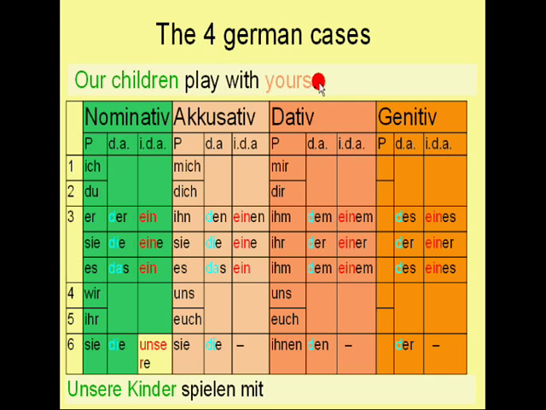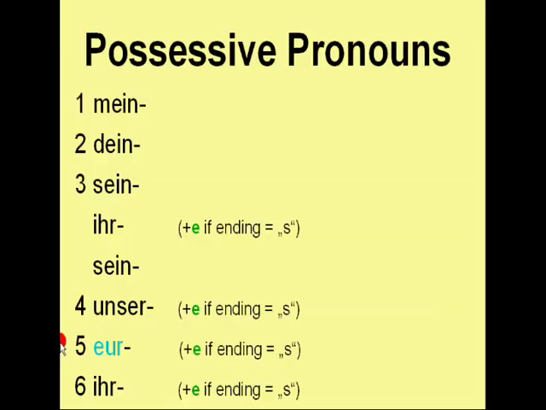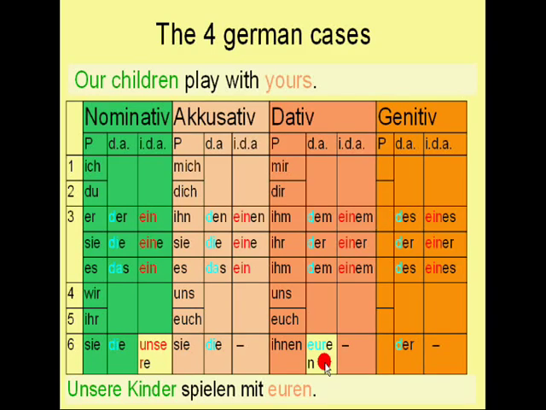Now how do we translate yours? Since yours is in the dative case and replaces a noun, we have to look for this column here, for the blue letters. And because children is a plural noun, we have to replace this one here. The possessor is in the second person plural and has the word stem eure. So we replace the blue letter D with this word stem eure. The word is euren, and the sentence reads Unsere Kinder spielen mit euren.